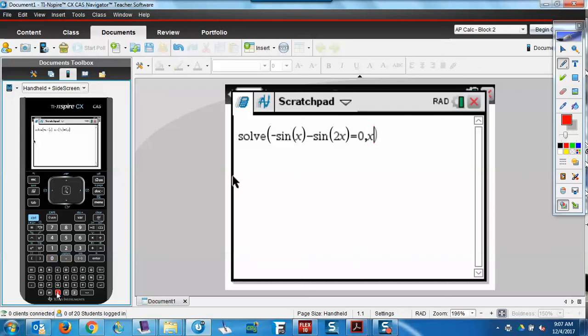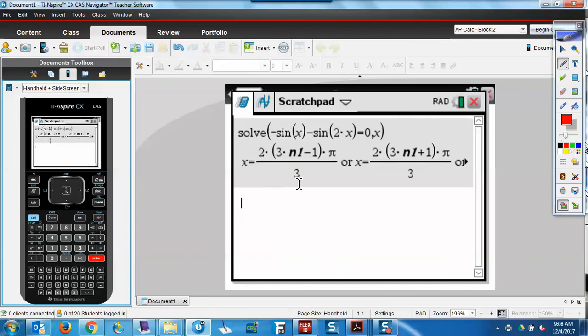comma x. Then I go outside of the solve and do what? Vertical bar. Because if I didn't, and I just hit enter right now, I would get that, right? So if you forget, you're going to see these N1s and all this mess, and then that should trigger, and you should go, oh, oops, I forgot to limit.